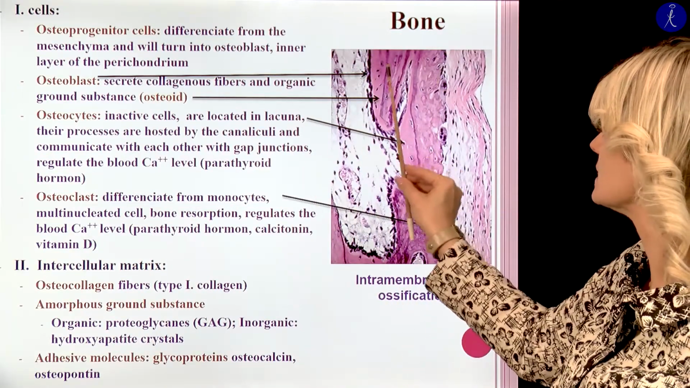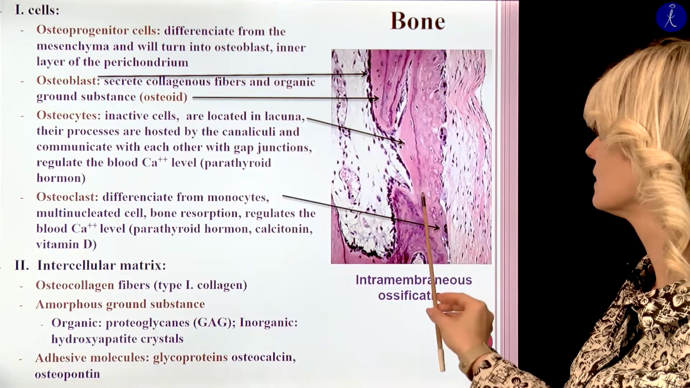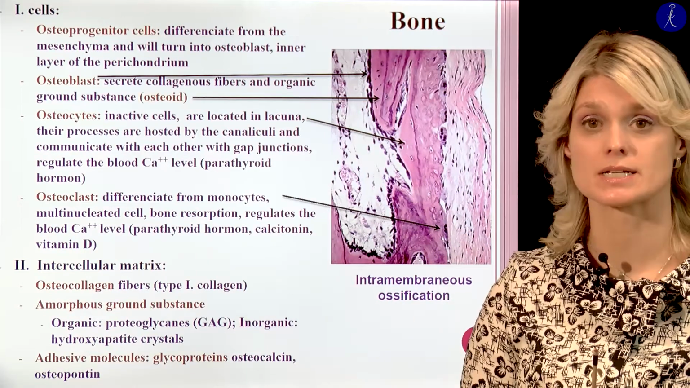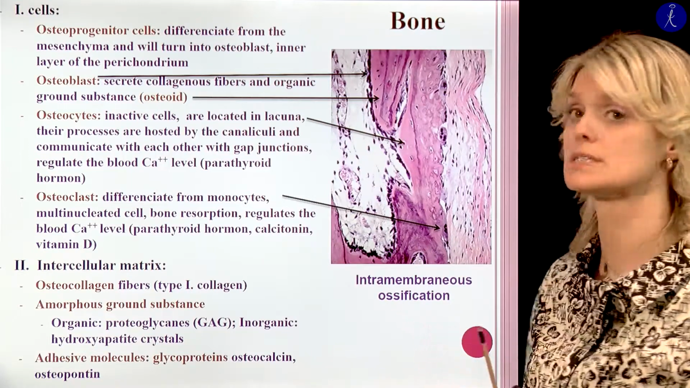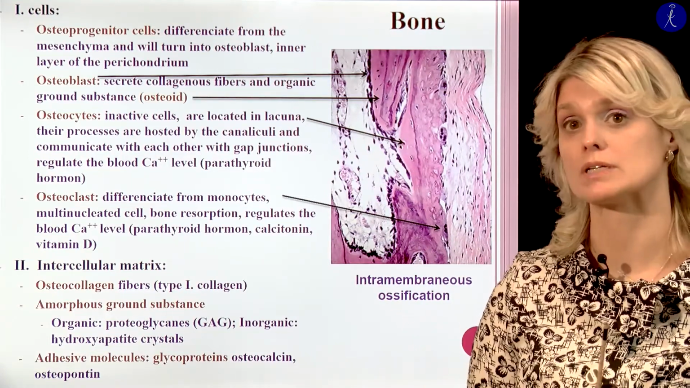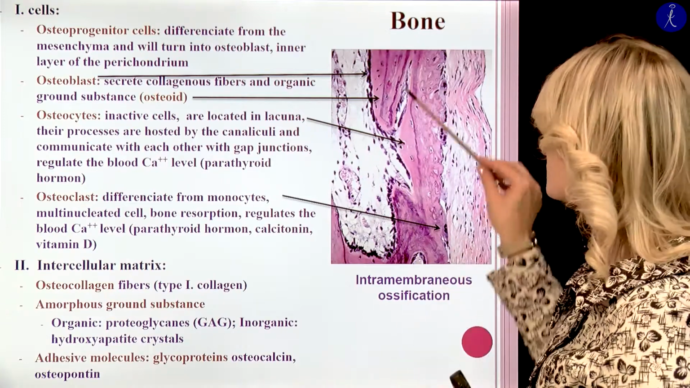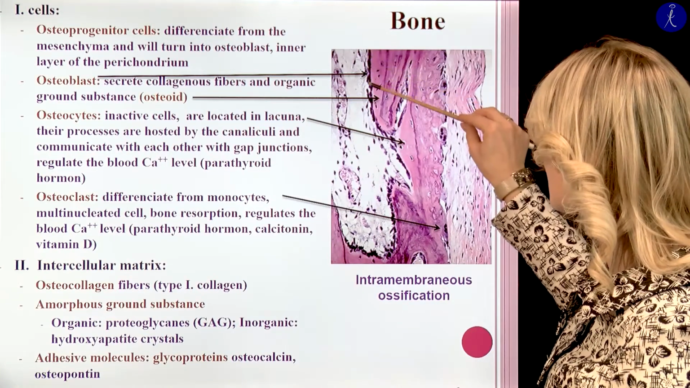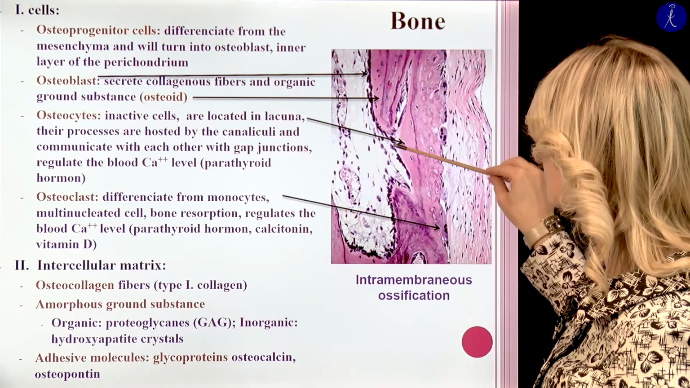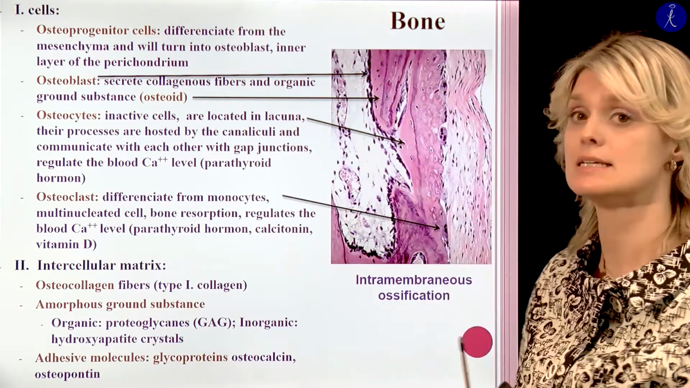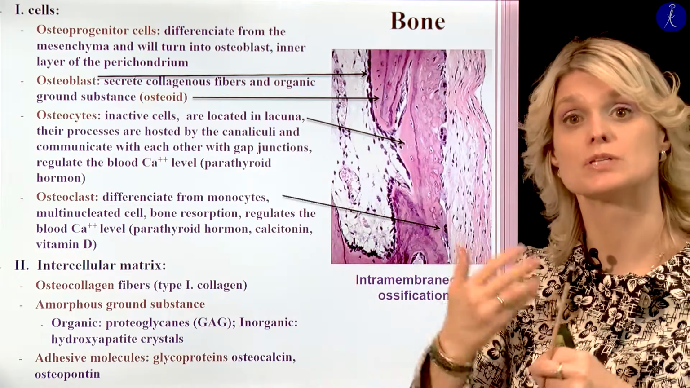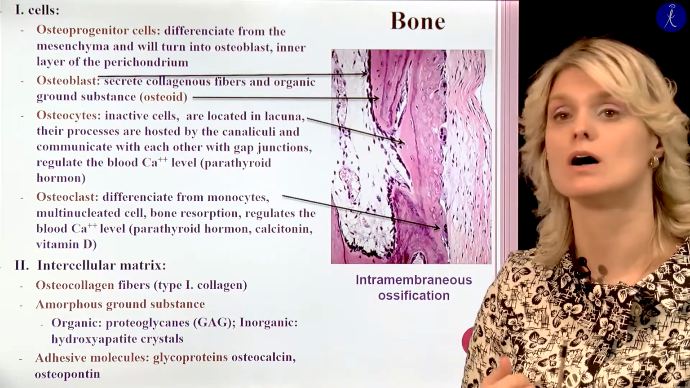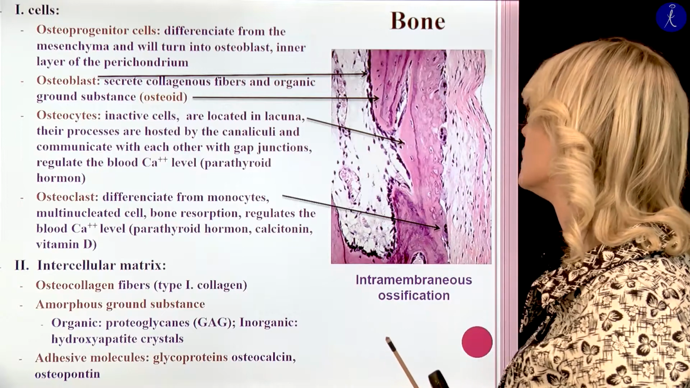Here you can see this eosinophilic part in the slide. This is the osteoid, the organic amorphous ground substance of the bone with collagen fibers. And you see that on top of this osteoid, on the surface here, we can see the basophilic cells. These are the osteoblasts, and they will produce the osteoid, they will form the bony tissue.